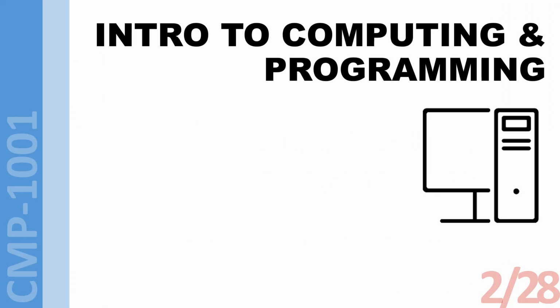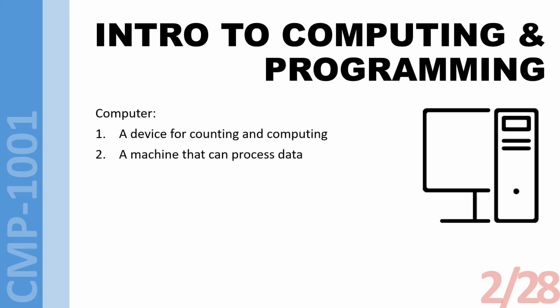Well, as you might imagine, this is a computer, or more particularly, this is a desktop computer. A computer is a device for counting and computing. It counts and it computes. Alternatively, you can call a computer a machine that can process data. There is always an input that you give to the computer. It just processes this input and then generates an output based on the process that you have defined it to do over the input.